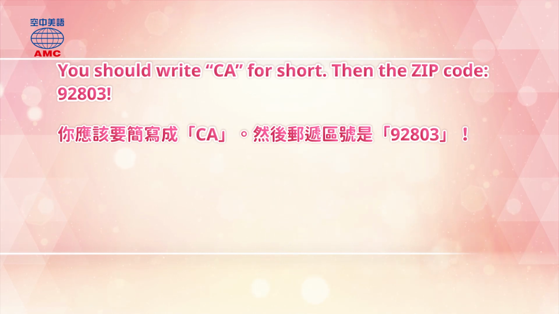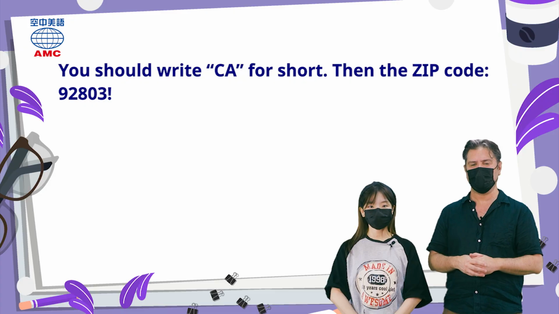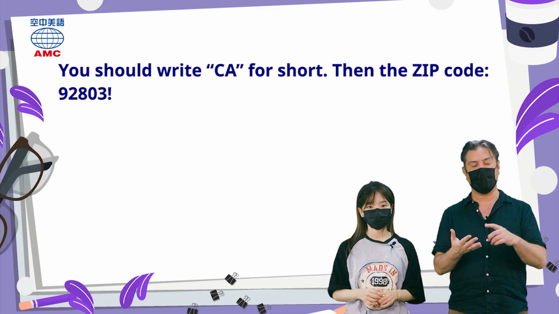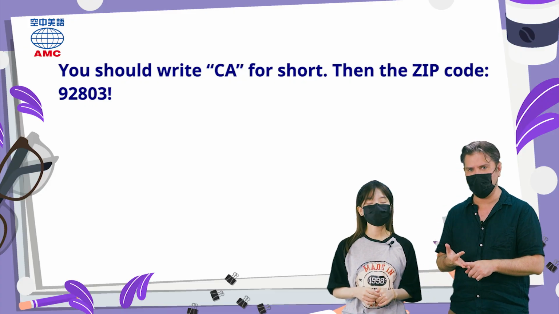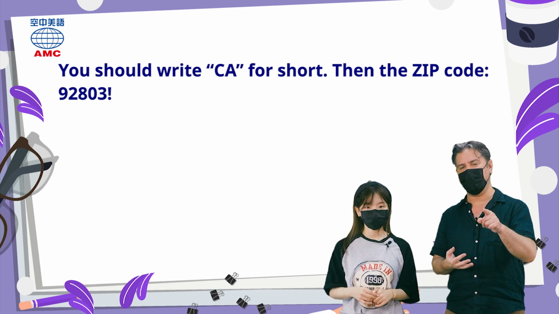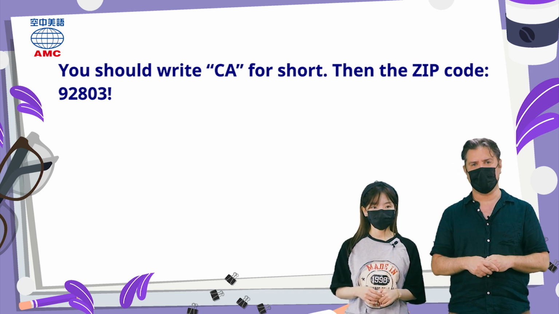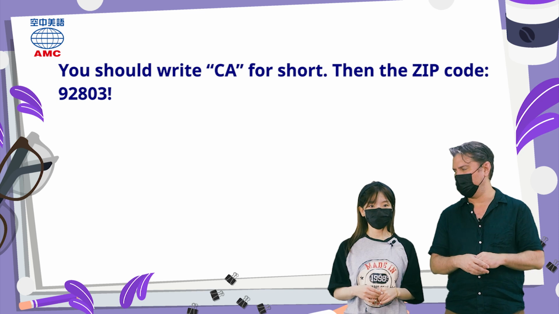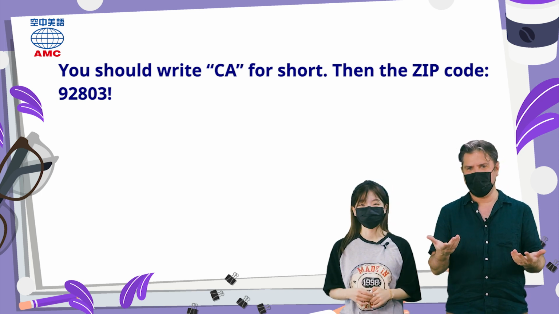Then the zip code. Okay. 92803. Yes, right. The zip code, also sometimes called the area code, the postal code, something like that. But in America, they use this 5-number zip code, like Beverly Hills 90210. Oh, wow. The TV show, right?